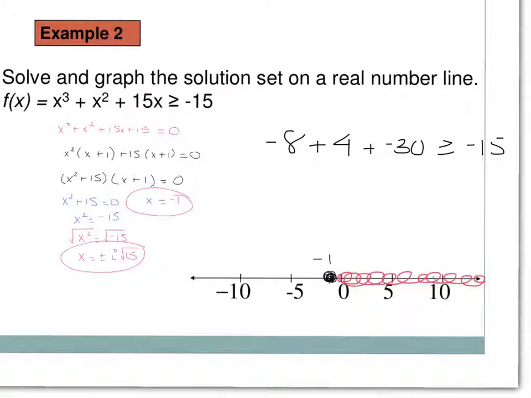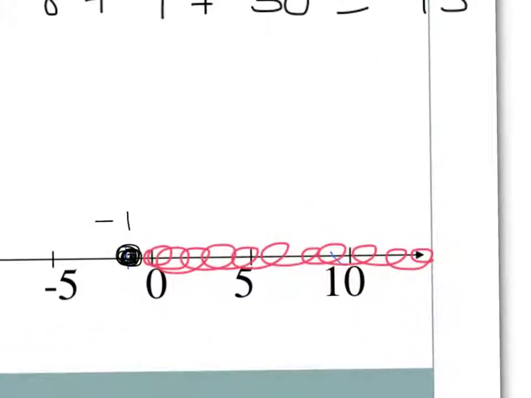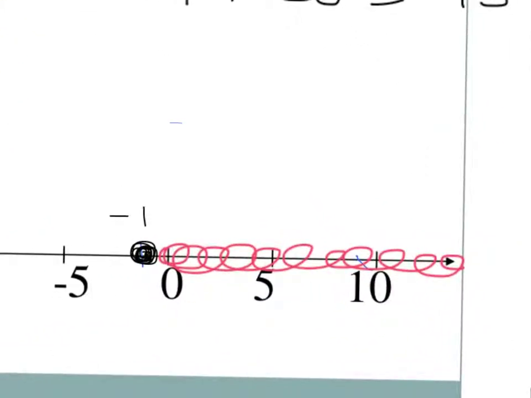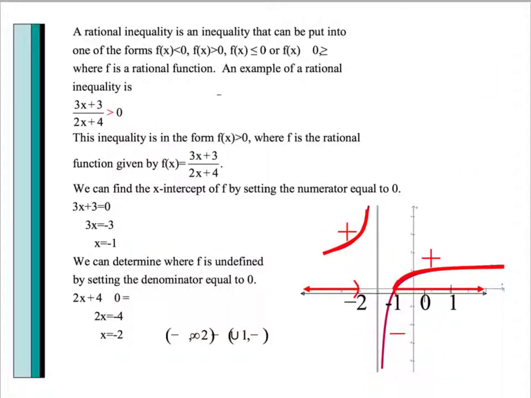So our solution set, let's put in interval notation. We're including negative 1, so that's going to be a bracket, and we're continuing towards positive infinity. Do I put a bracket or parentheses over infinity? Parentheses, because it's not bounded. Good. Alright, so let's take a look at this.